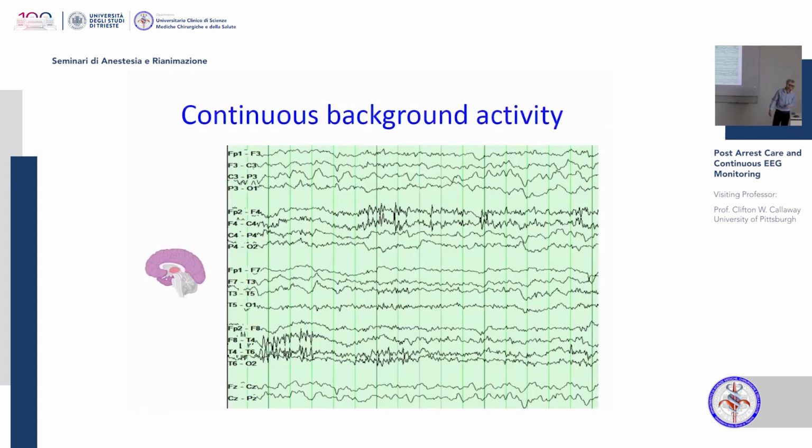Not as informative. Oh, and there's continuous background. Lots of noise, artifact, brain waves. It's what we hope. And I had the cartoon there. All the cortex is doing something. It's all making noise. And that's what you hope the patient recovers to.